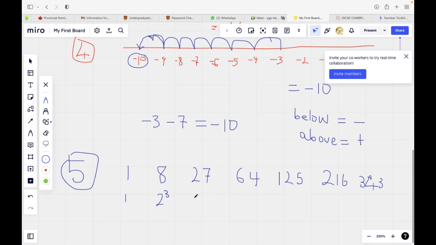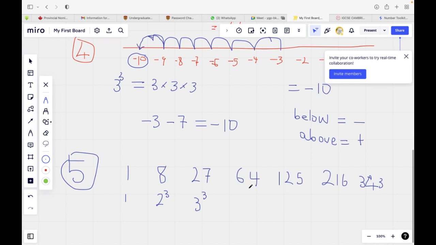This one is 3 to the power of 3. 3 to the power of 3 does not mean 3 times 3. This is a common mistake many students make. They say, oh, 3 to the power of 3 is 9. No, it's not 9. It means 3 in 3 places. In indices, it means 3 multiplied by 3, which is 9, then 9 again multiplied by another 3, which is 27. So 3 in 3 places is equivalent to 27. That's how we got this.